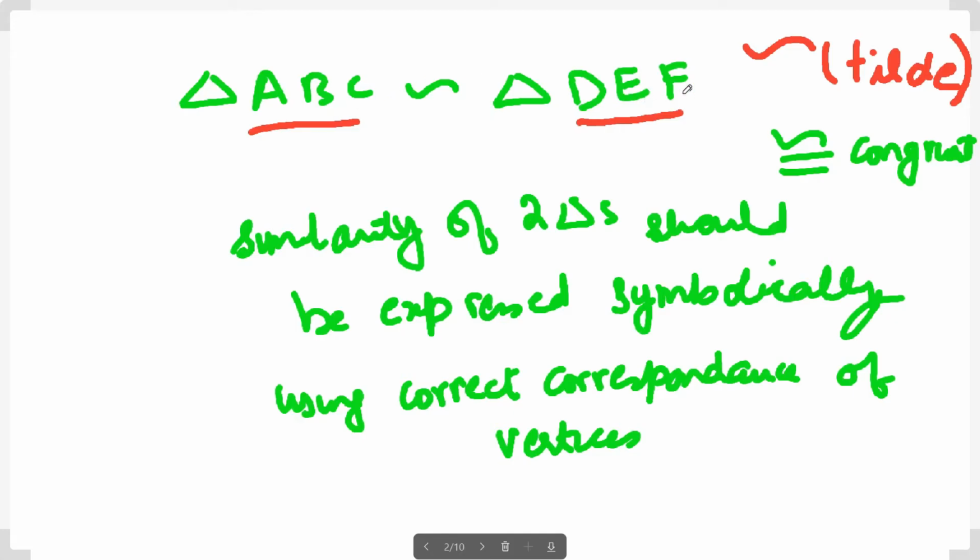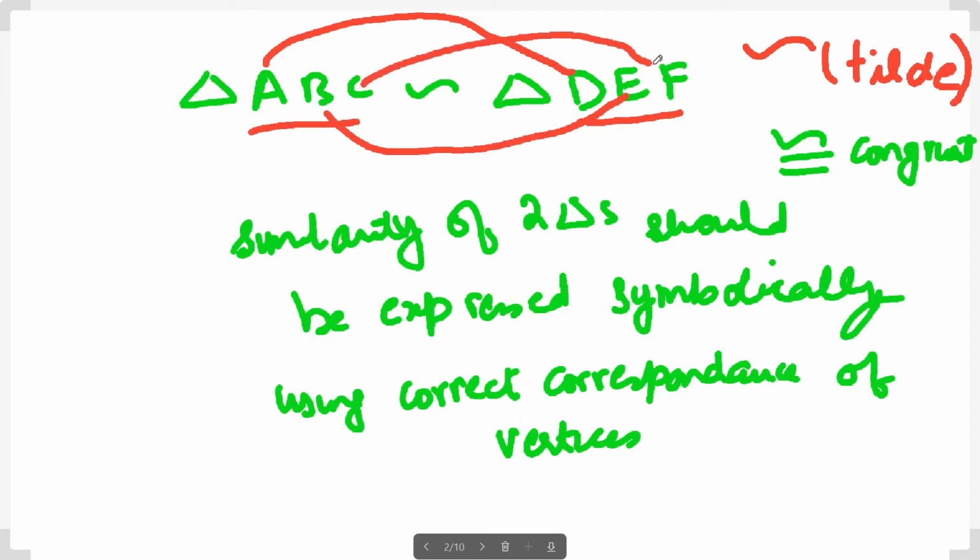We also should be aware that this order of A, B, C, D, E, F should be expressed using the correct correspondence of the vertices. So in this case, for example, A has to be equal to D, B has to be equal to E, and C has to be equal to F, and the ratios should also be accordingly AB by DE. There could be cases where it's not exactly this, but something like FDE. You can express ABC as BCA or CAB, which is the same way of expressing the same thing. You just change the order. So this is something which you need to take care of.